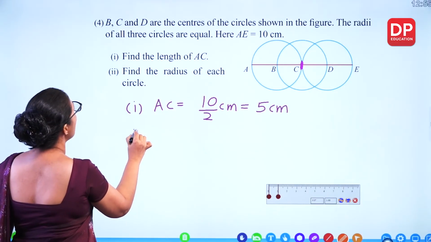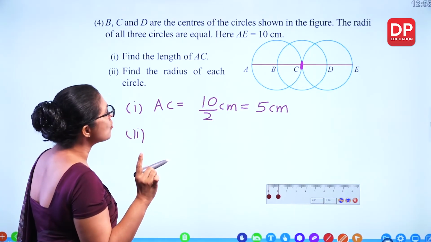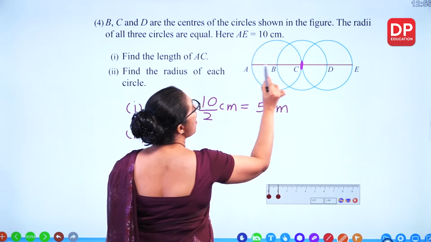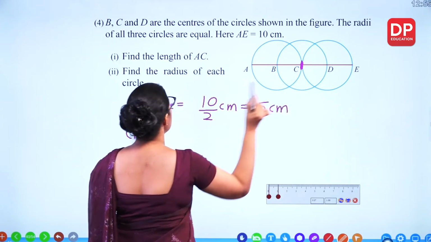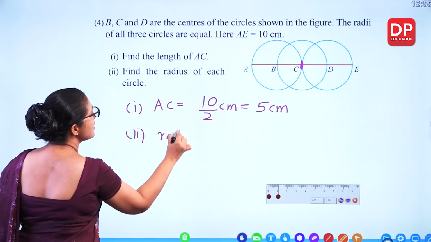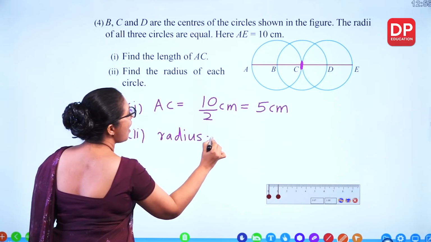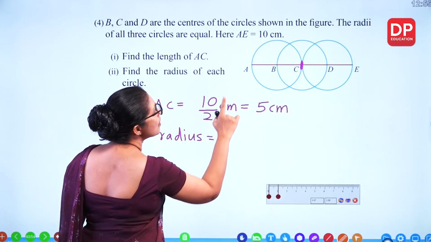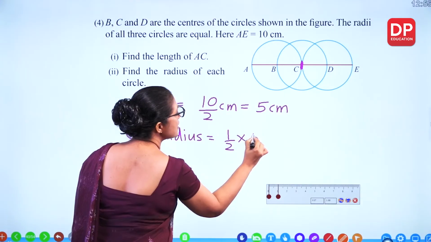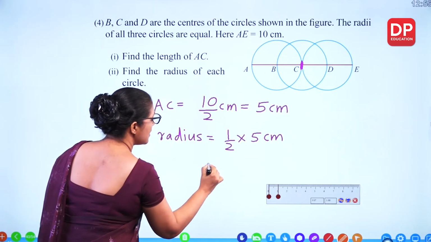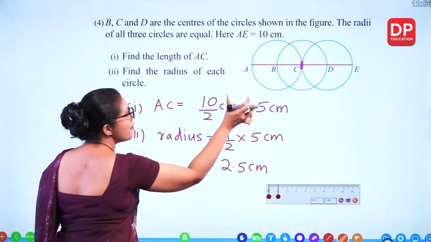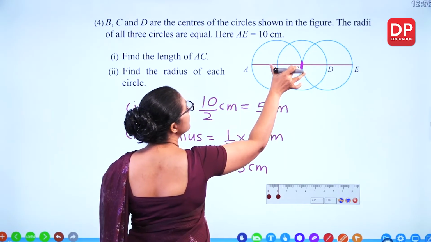Then second part, find the radius of each circle. So what's the radius of each circle? Half of AC. AC is the diameter. So radius of the circle is half of 5 centimeters. Half of 5 centimeters is 2.5 centimeters. So radius is 2.5.